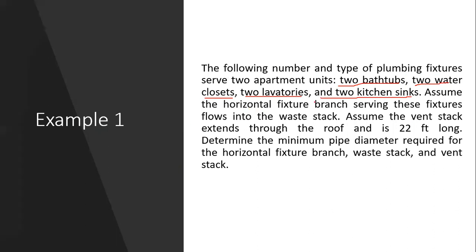Assume the horizontal fixture branch serving these fixtures flows into the waste stack. Assume the vent stack extends through the roof and is 22 feet long. Determine the minimum pipe diameter required for the horizontal fixture branch, waste stack, and vent stack.